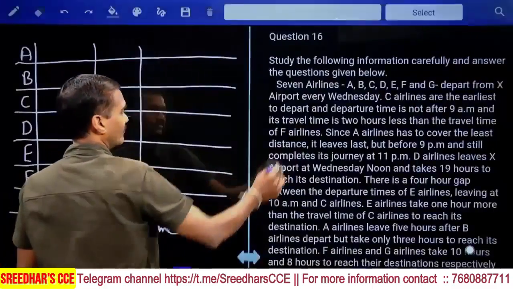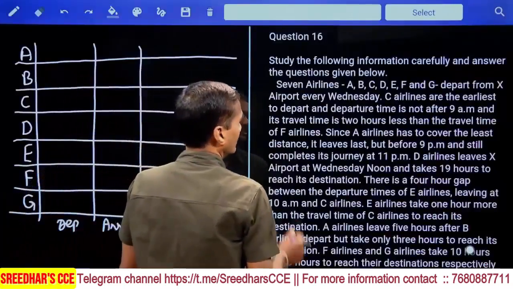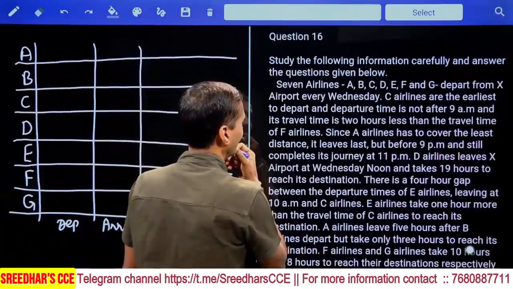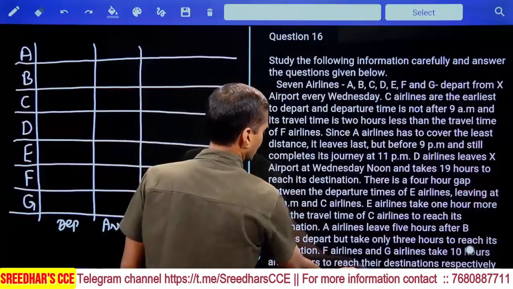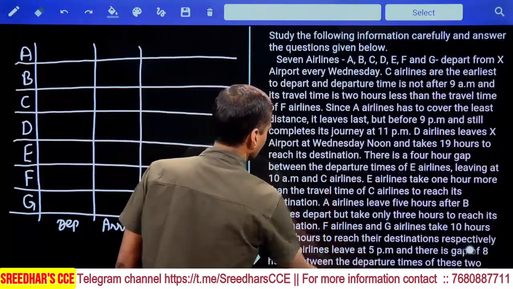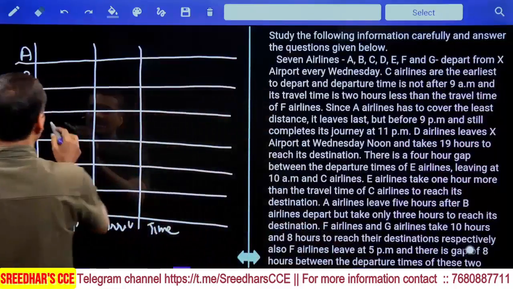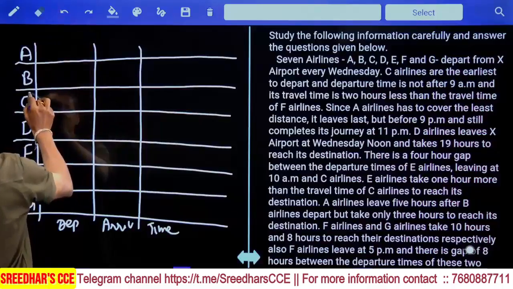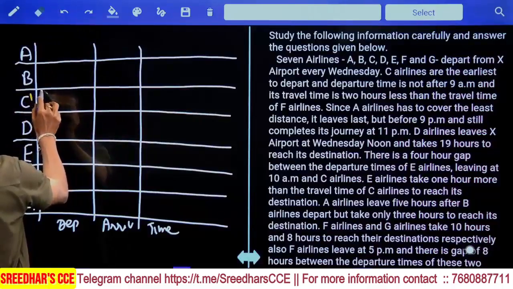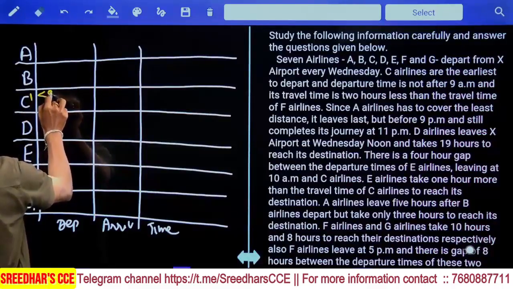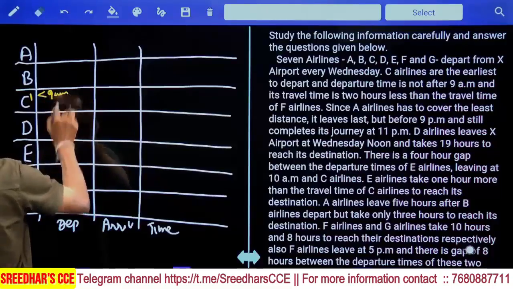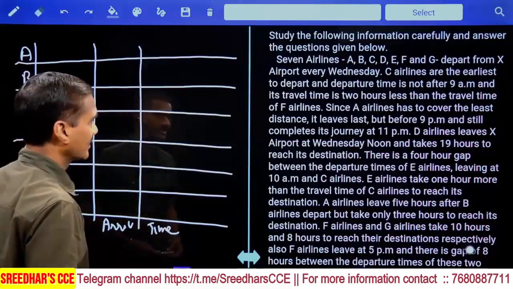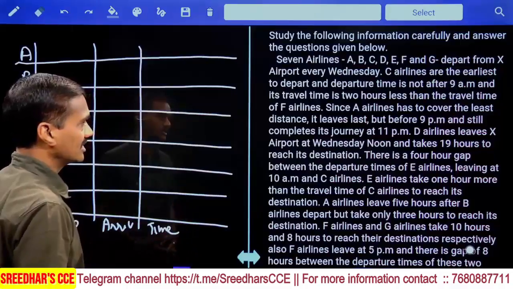Now let us find out. C airlines is the earliest to depart. Which airline is the earlier to depart here? C is the earlier to depart. As C is the earlier to depart, hence I am giving the numbering as 1. C is the first one to depart, and that too, it has to depart before 9 a.m. That means at any time before 9 a.m. The starting time is not given, isn't it?